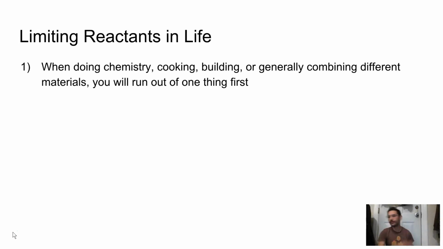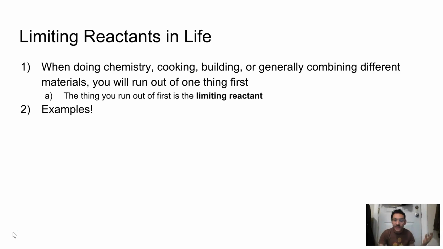Limiting reactants in life. Whenever you're doing anything where you combine stuff, chemistry, cooking, building, or combining materials, you are always pretty much going to run out of one of the materials you are combining together first. One of those will be depleted first. The thing you run out of first is what we call the limiting reactant. Let's look at some examples.